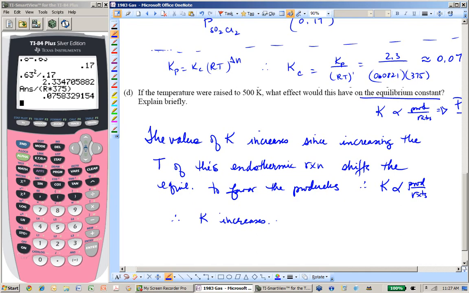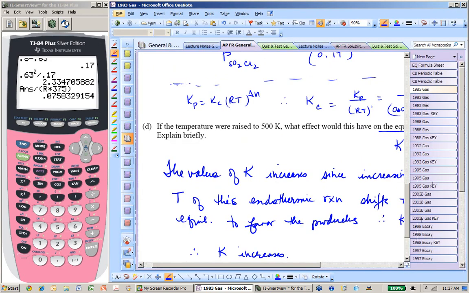So the value of K increases since increasing the temperature of this endothermic reaction is like adding reactants to it. So it's going to shift the equilibrium to the right. It's going to shift it to favor the products. It's going to shift it away from the reactants. Loads of different ways to wordsmith this. But the big idea is that you communicate you know there's a shift, you know it's to the right, or to favor the products, and that you know that K mathematically is proportional to the amount of products over reactants, and the numerator is going to increase while the denominator is decreasing, and the numerical value of K then increases.